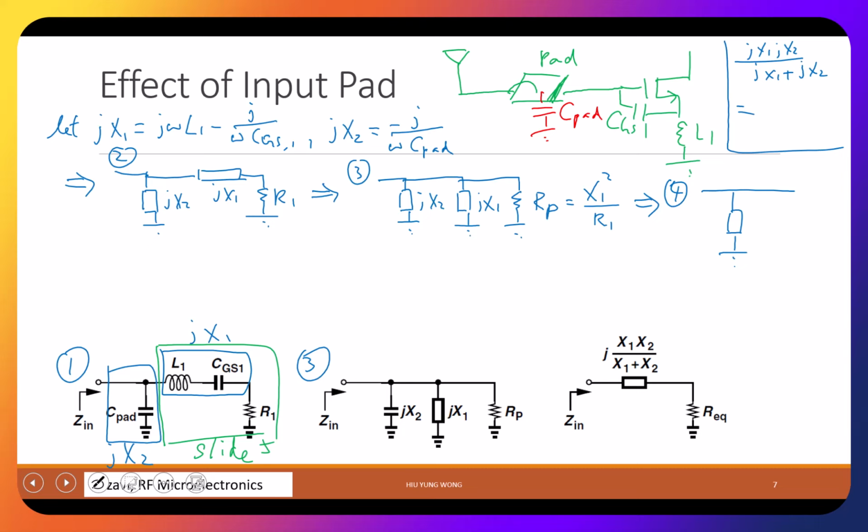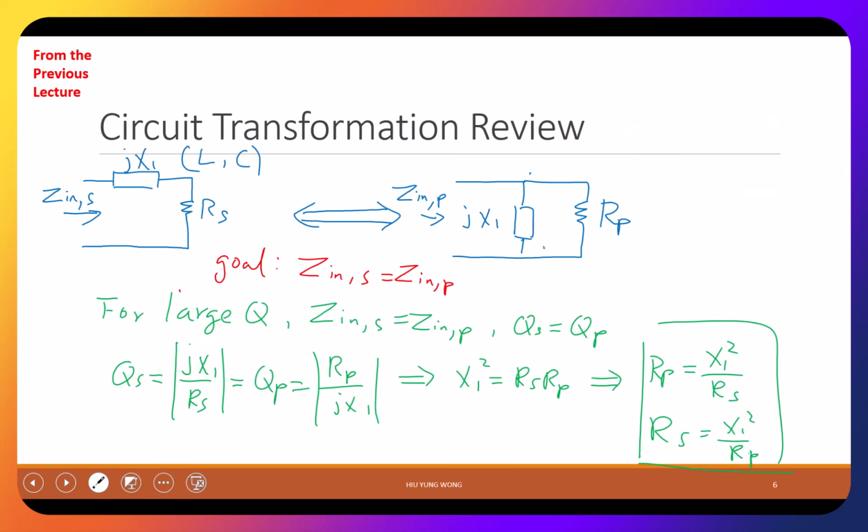Then it's equal to what? j X1, X2 divided by X1 plus X2. Is that okay? Just parallel resistor, right? So this is j X1, X2 divided by X1 plus X2. And then this whole thing, RP. Right? I did not do anything. I just combined them. Why do I want to combine them? Because with this, then I have this circuit, right? I can bring back to this series circuit.